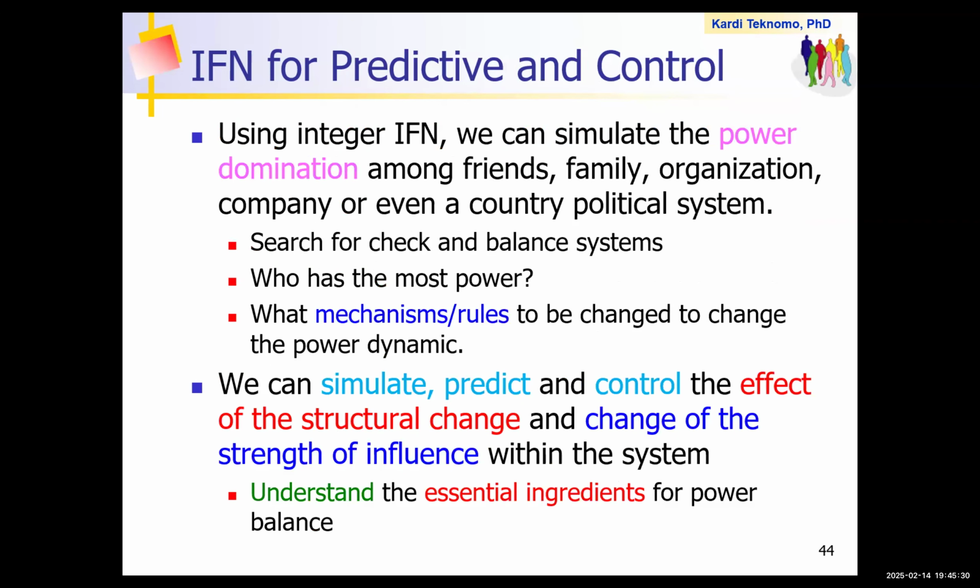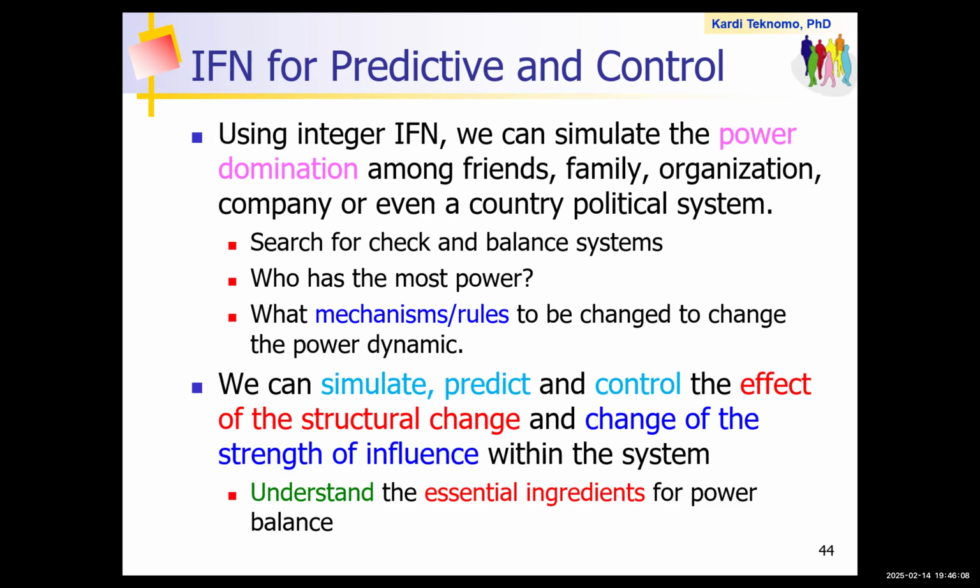Okay, so using integer IFN, either cardinal or premier network, you can simulate power domination among the friends, among the family, among the organization, company, even the country political system. Then you can search for the check and balance system, meaning that you need to add the node or probably the links of influence, and then you can check who has the most power. And what will happen if you change the rules? What will happen if you change the power dynamics? You can simulate, you can predict, you can control actually based on that.